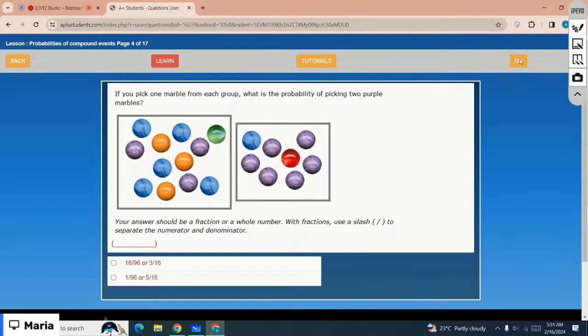What if you pick one marble from each group? What is the probability of picking two purple marbles? So, which is the correct option? One marble you have to select from each group, right? Hold on. 1, 2, 3, 4, 5, 6, 7, 8, 9, 10. 1, 2, 3, 4, 5, 6, 7, 8, 9, 10, 11, 12. 1, 2, 3, 4, 5, 6, 7, 8. Which is the correct option?